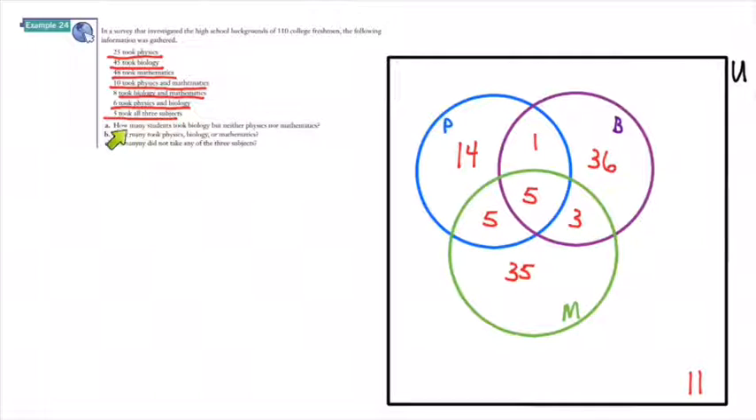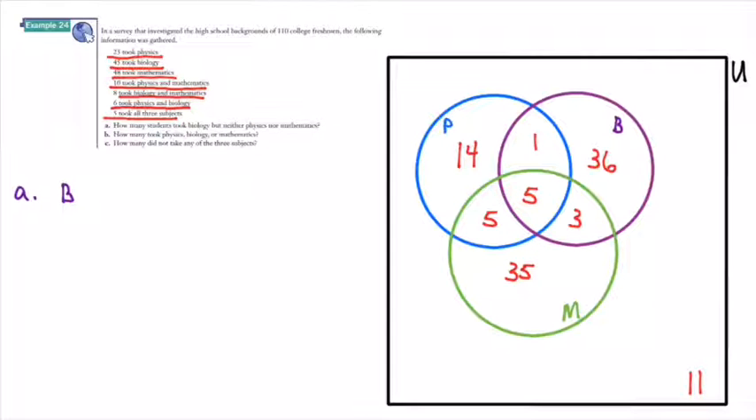So this first question says, how many students took biology but neither physics nor mathematics? So if you look at the diagram, here is the biology set, and we are interested in finding the students who took biology but neither physics nor mathematics. So we want to exclude these students. So the way to do that is with a set difference. We can show exclusion by using a set difference.